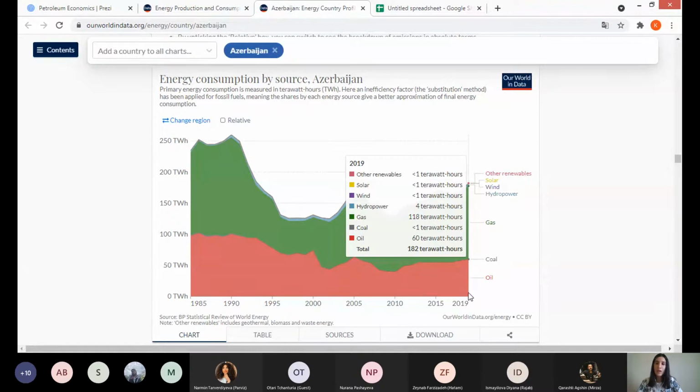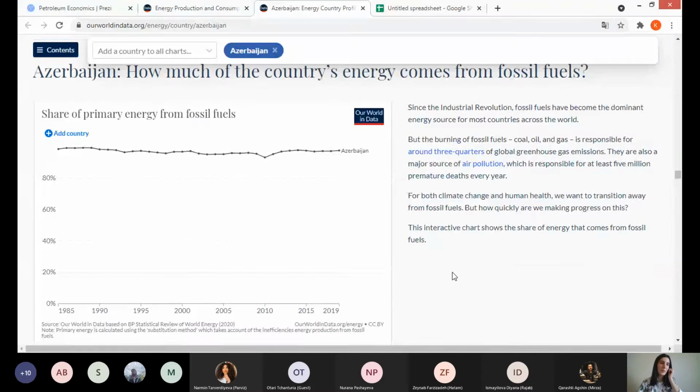If you look at other graphs, my favorite, this is the share of primary energy from fossil fuels. Fossil fuels, as you know, are coal, oil, gas. In general, we can say petroleum. If you look at the data in 2019, we can see a huge amount, right? 97.52% comes from fossil fuels: coal, oil, and gas. We can ignore coal because it's less than 1 terawatt hour. We can look at oil and gas, which is a huge amount.